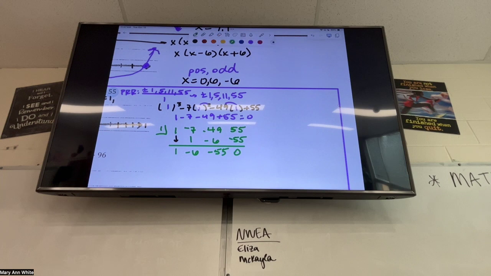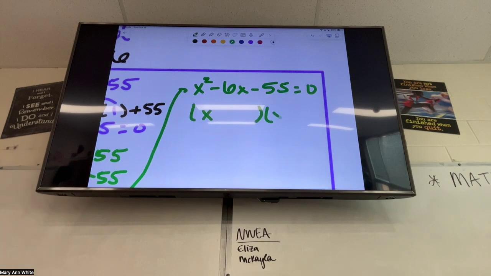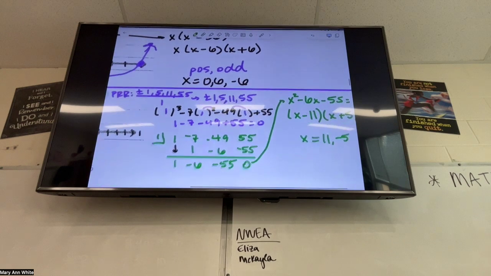All right, now that I synthetically divided, what do I get to do? Okay. Say again? Okay. Quadratic. I actually think we can factor this one. What is? Yep. x minus 11 and x plus 5. Very good. And so x equals what numbers? Good. And I love that Avery didn't forget her 1.